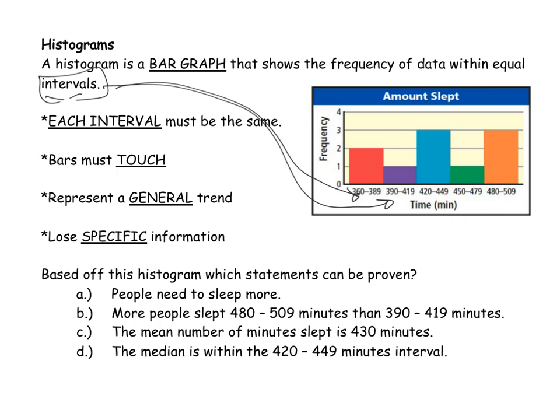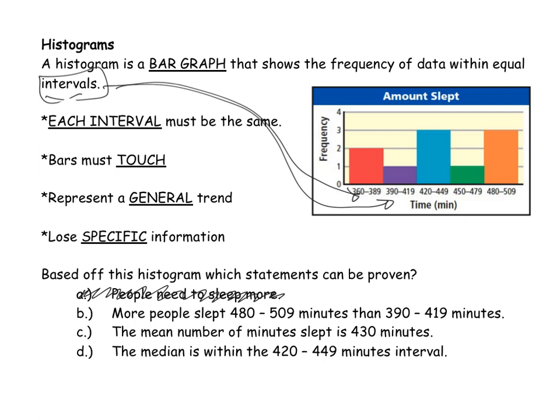Now, we have a question here, and it says, based off of this histogram, which statement can be proven? Notice how it says statements. That tells us there's most likely more than one answer. First off, people need to sleep more. Based off this data, that conclusion would be more of an opinion-based thing. So we cannot, based off of this histogram, determine an opinion like that. It doesn't tell us the expected amount of sleep or anything like that.